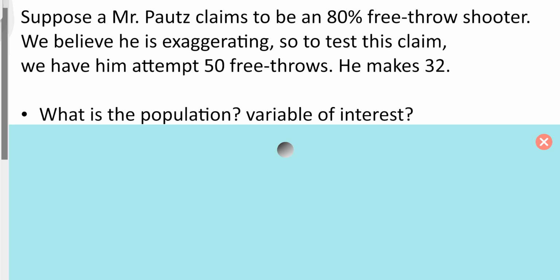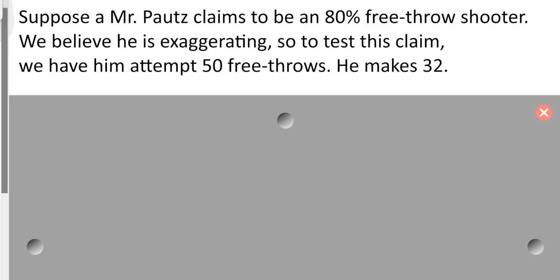So to test the claim, I attempted 50 free throws. I only made 32. That's 64%. Is that enough to say that I'm actually a liar? We went into the idea that it could have just happened by chance, but we're trying to find the probability that it did just happen by chance, that I did just have an off day.